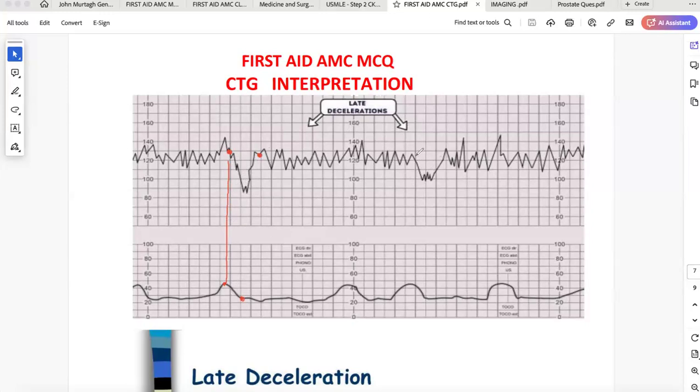Okay, same over here. You see the uterine contraction and the deceleration. The deceleration started at the peak of contraction, and then the deceleration stopped after the contraction has stopped. Okay, so that's what we would call late deceleration. Does it make sense for everyone?